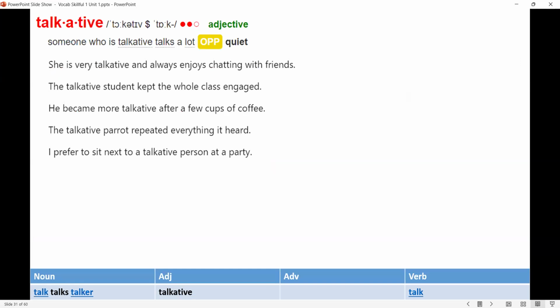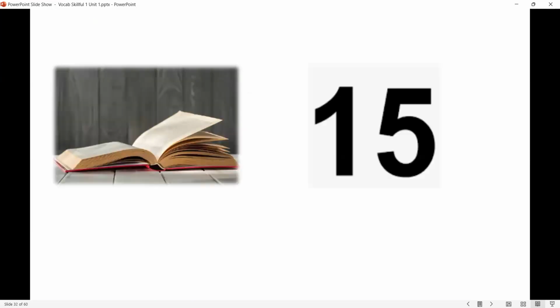Talkative. Talkative refers to a person who talks a lot, opposite of quiet. She is very talkative and always enjoys chatting with friends. The talkative student kept the whole class engaged. He became more talkative after a few cups of coffee. The talkative parrot repeated everything it heard.